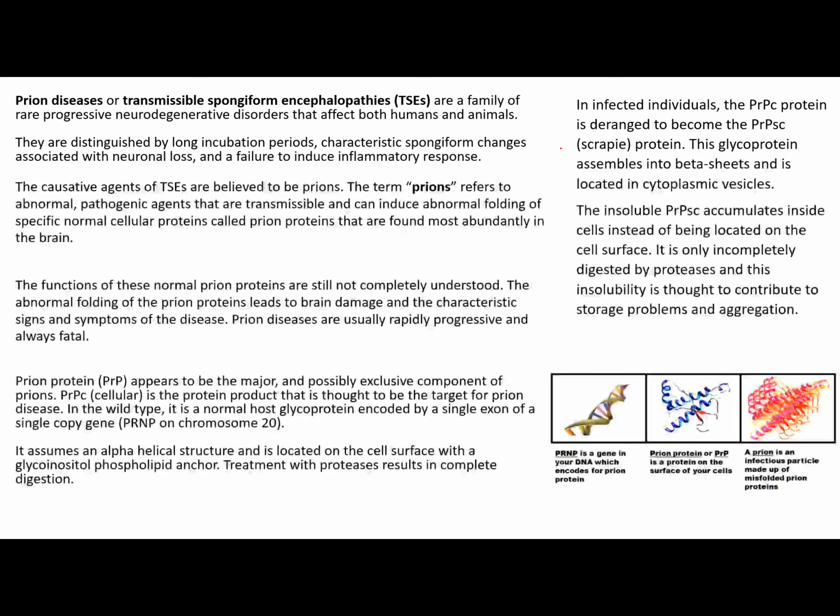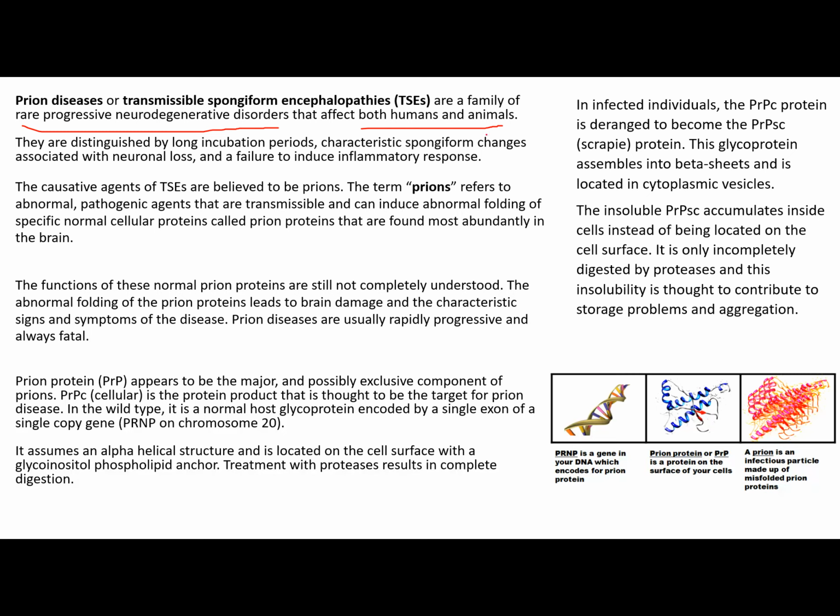Now, prions, class, would cause diseases known as transmissible spongiform encephalopathies. Take note, class, that these TSEs, or transmissible spongiform encephalopathies, are a family of rare progressive neurodegenerative disorders that affect both humans and animals. So this TSE, class, would affect the brain, and if you are affected and not treated immediately, it could cause the deterioration or loss of ability of your brain.